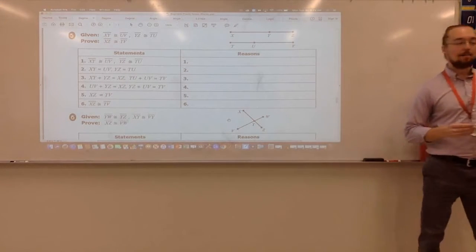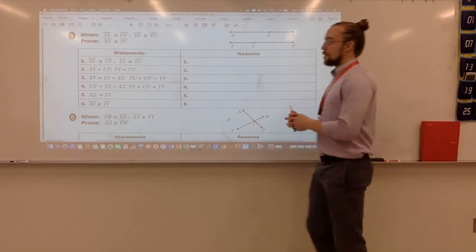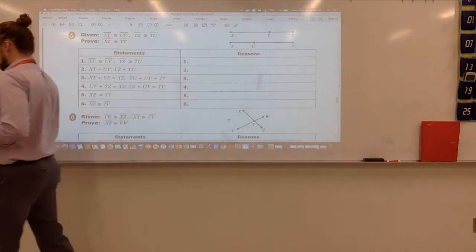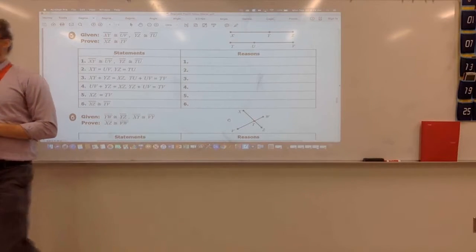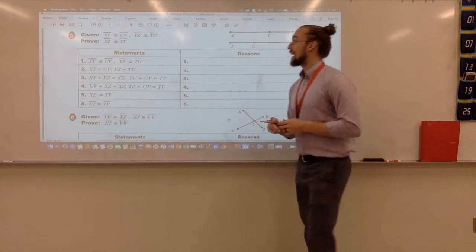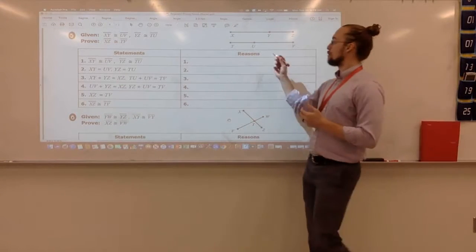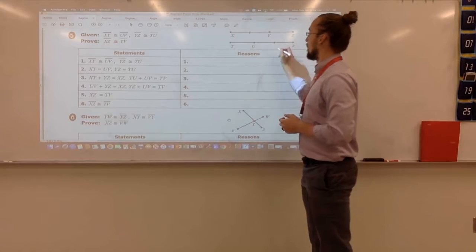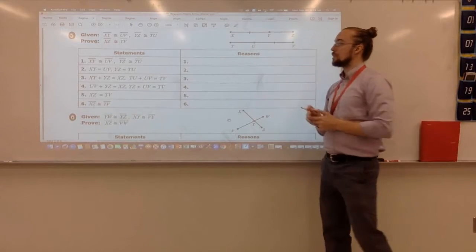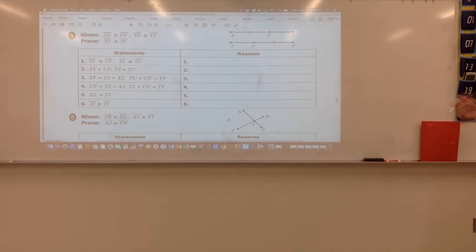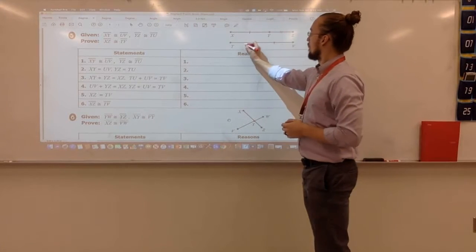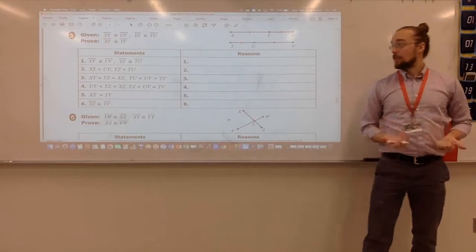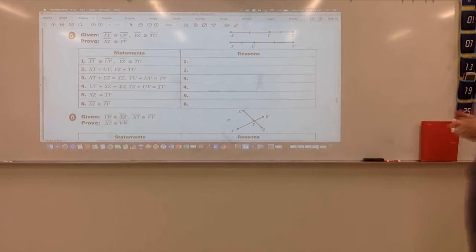Alright, let's take a look at number 5 here. On number 5, we are given 2 pieces of information. I'm told that XY and UV are congruent. So remember, one thing we did was mark that on the diagram. So I'm told this is congruent to this. And then I'm also told that YZ and TU are congruent. So YZ is this piece, and TU is this piece. Then I want to prove that XZ and TV are congruent.